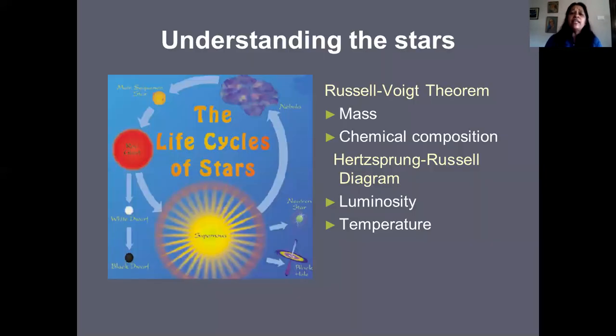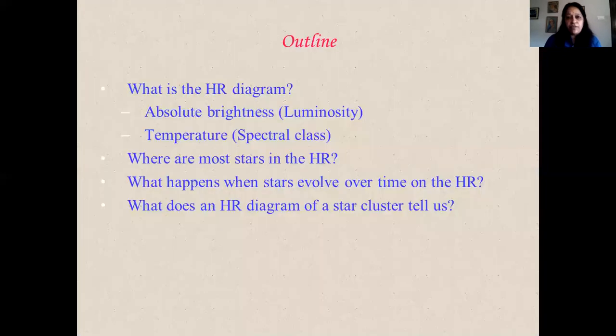So how do we exactly understand stars? Now, in theory, there is something called the Vogt-Russell theorem, which basically relates the properties of mass and chemical composition of stars. And in terms of observations, we have what is called the Hertzsprung-Russell diagram, which basically unifies the luminosity and temperature of stars. Today we are going to talk more about the Hertzsprung-Russell diagram, because this basically relates the observational properties of stars, which are luminosity and temperature.